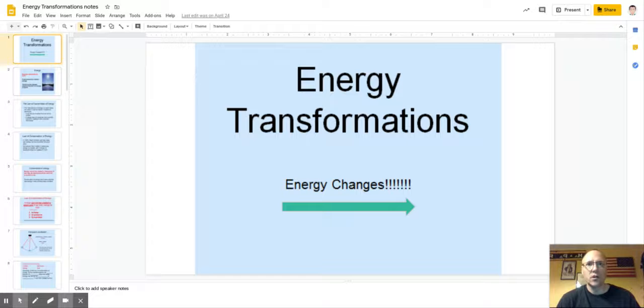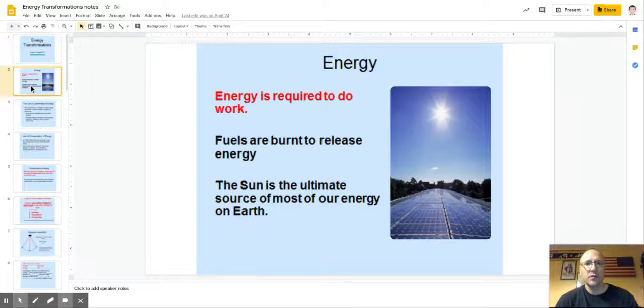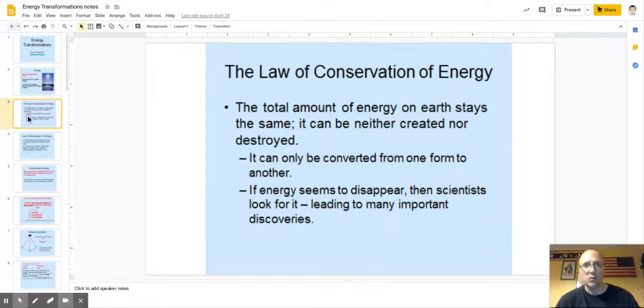So today we're going to talk about energy transformations and how energy changes forms. Energy is required to do work, and in science we talk about doing work. Work is done when we use a force to move an object a distance, and we'll use fuels and other sources of energy in order to accomplish work or do tasks that we want to do.